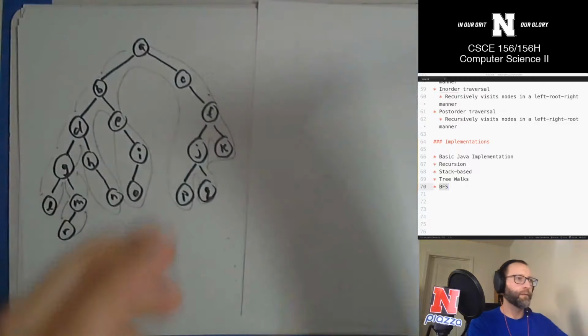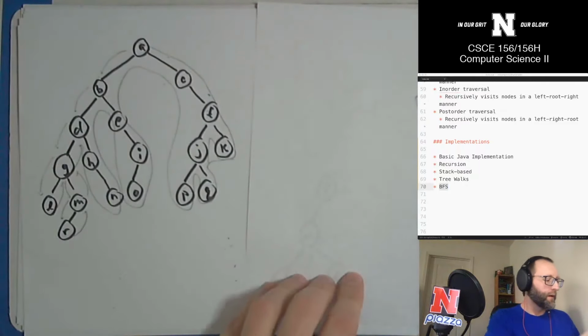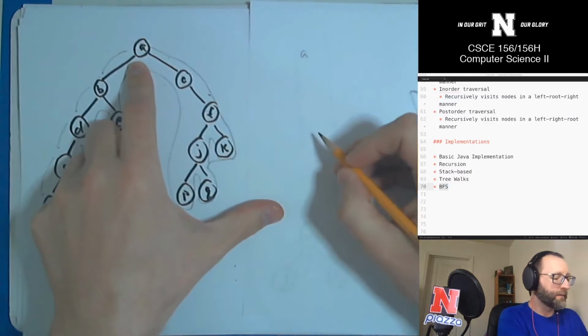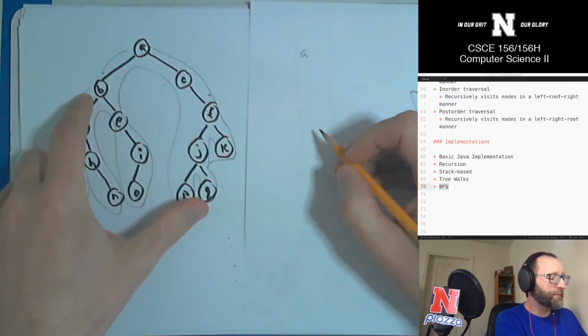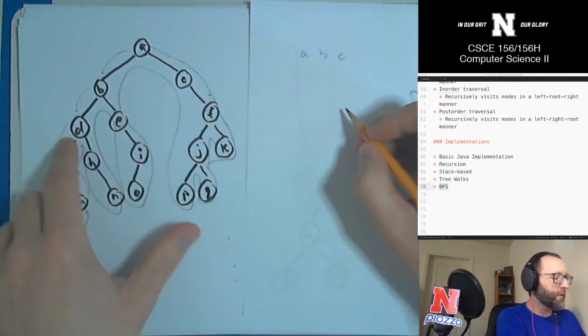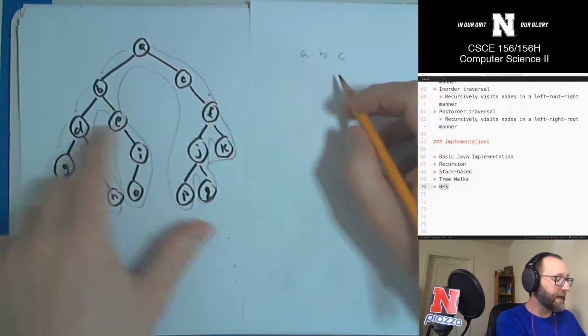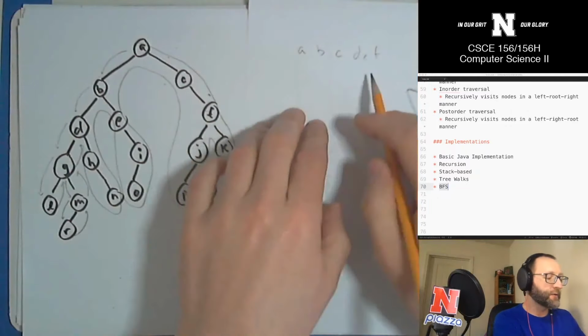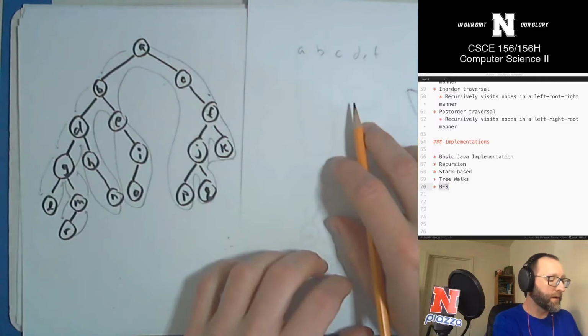There we go. So the first thing that I want to process is A. Right? Then I want to process B and C. Okay. Then I want to process D, E, F. Right? And as we would expect, this is going to be the order that I just said.